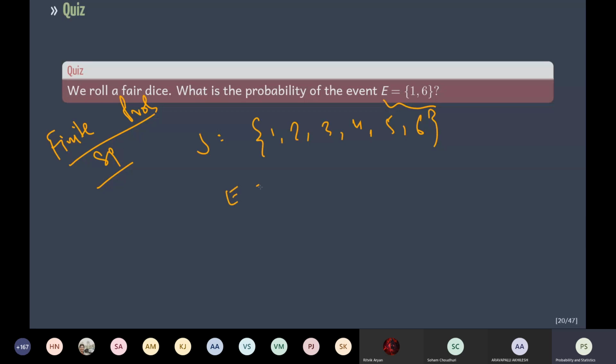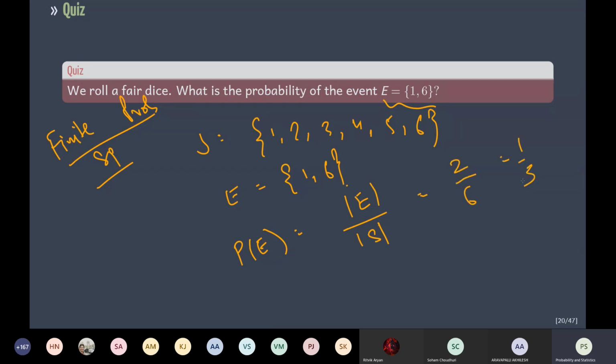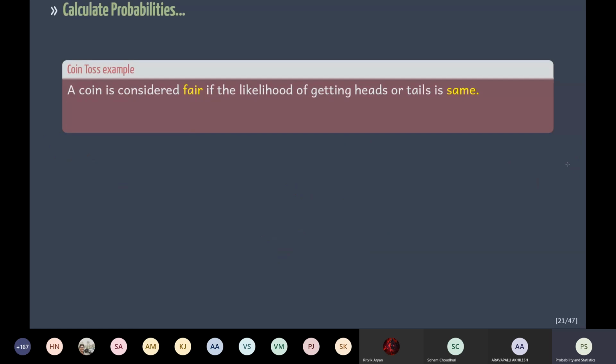In this case, the event is {1, 6}, and the probability of the event is the cardinality of the event divided by the cardinality of the sample space, which is 2 by 6, which is 1 by 3. So that's the answer. This is a very trivial example to show.